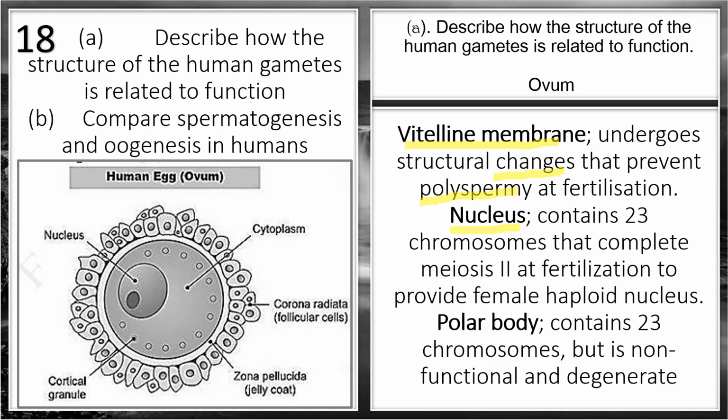We have the nucleus in the middle. This contains 23 chromosomes that complete meiosis II at fertilization to provide the female haploid nucleus. Then there are polar bodies. Polar bodies also contain the 23 chromosomes, but are non-functional and degenerate.